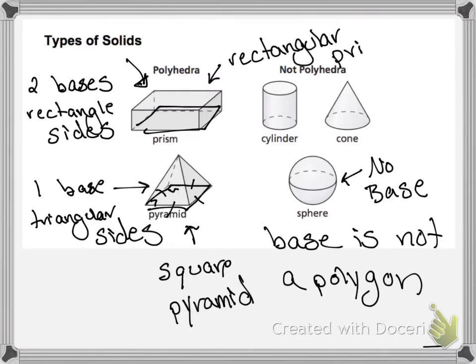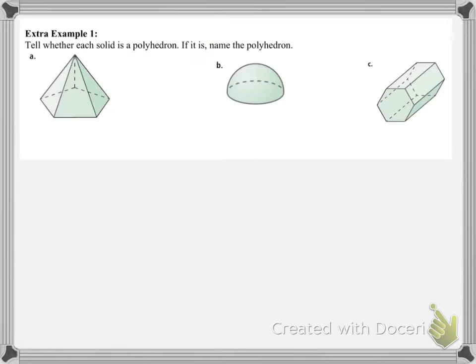Rectangular prism. So let's name a few. Tell whether each solid is a polyhedron. If it is, name the polyhedron.